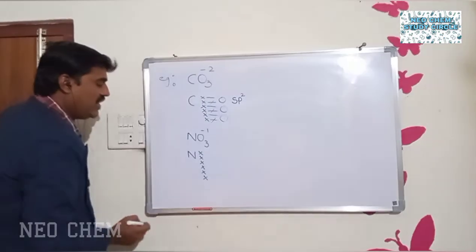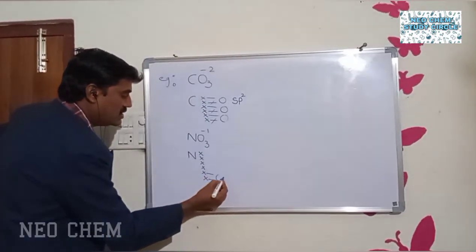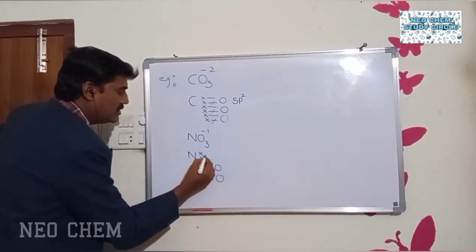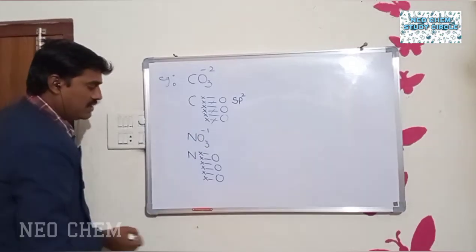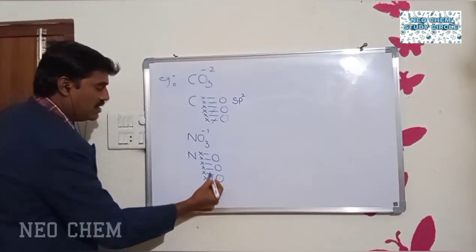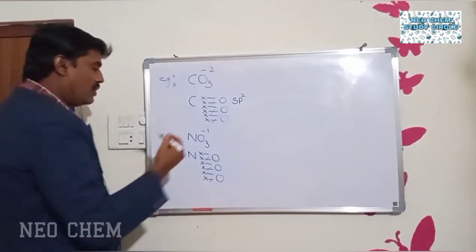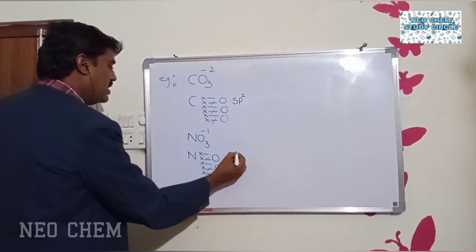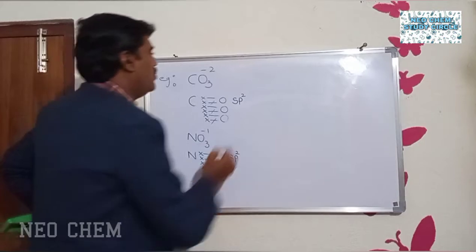Next, there are 3 oxygen atoms. So with 2 electrons together, one oxygen, second oxygen, third oxygen. So if we count the total number of sigma bonds, 1, 2, 3. So the hybridization containing 3 orbitals is sp2. Okay, next, one more example.